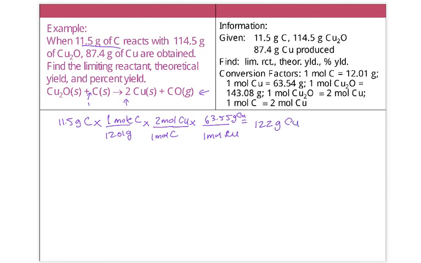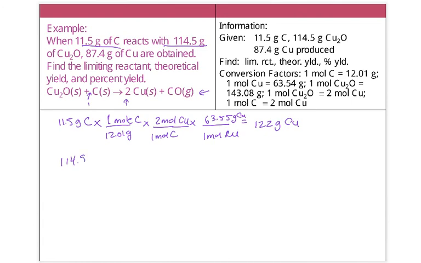All right. Let us do the second one, which is our second reactant, 114.5 grams of copper oxide. And let's see what we get if we had that much. This is very similar to how we did our pancake problem. If you had 10 eggs, how many pancakes do you make? And if you have 3 cups of flour, how many pancakes do you make? We're doing the same thing.